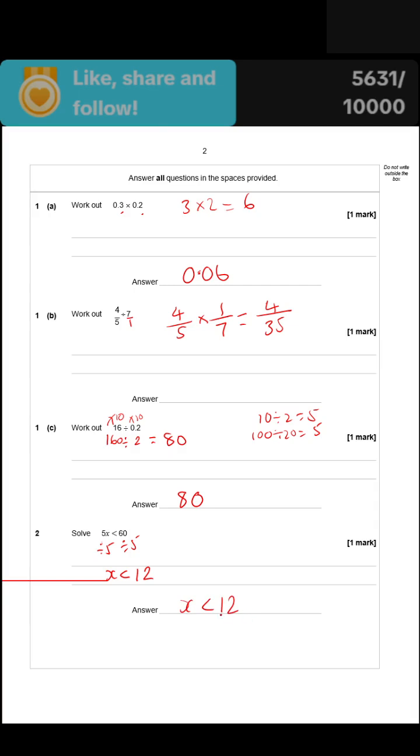Again, when you get your answer, don't just write 12. You've got to write it as an inequality. If you just wrote it as a 12, you don't get the mark.